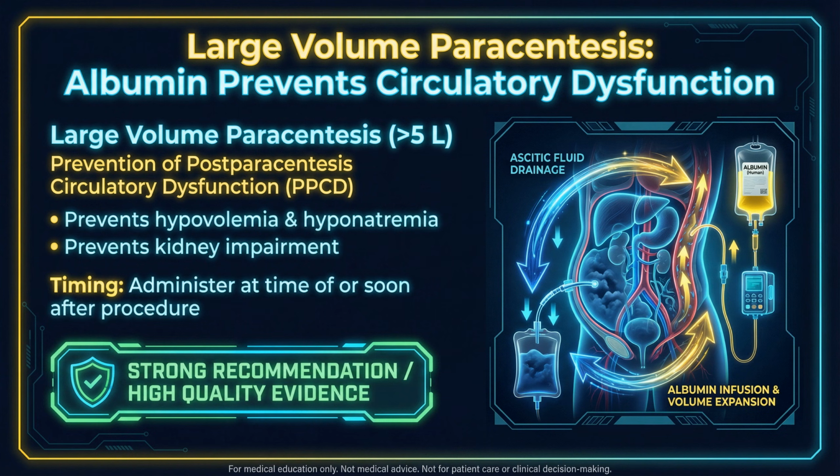Let's move into the core, evidence-based indications. First up is large volume paracentesis in patients with cirrhotic ascites, specifically when more than 5 liters of fluid are removed. Here, albumin is given to prevent post-paracentesis circulatory dysfunction, a condition that can lead to hypovolemia, hyponatremia, and kidney impairment. This is a strong recommendation supported by high-quality evidence.